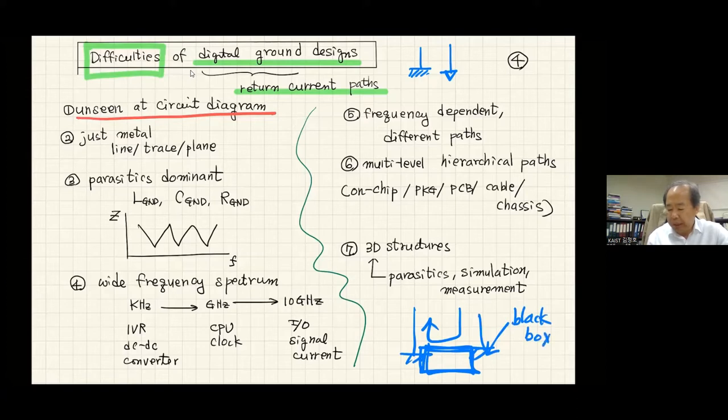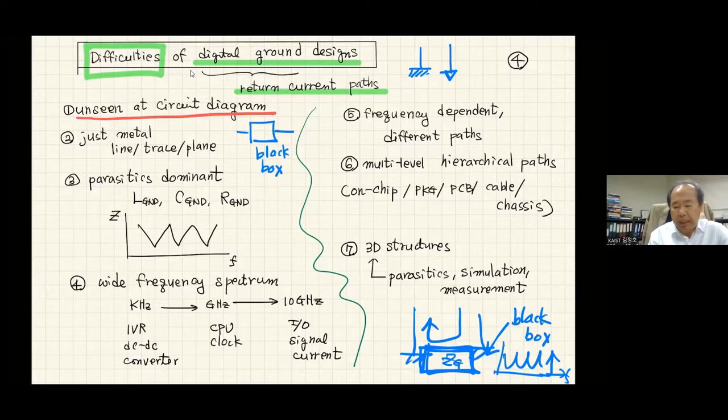We are assuming that this impedance is zero, but that is not true. As I mentioned many times, it may have a certain impedance shape as a function of frequency. It may have certain capacitance, resistance, and inductance. But this ground is a totally black box in the circuit diagram. So we didn't have many chances to look into what is happening at the ground.